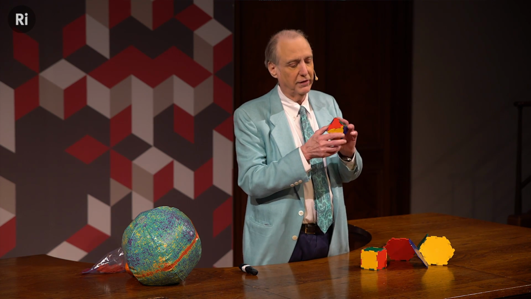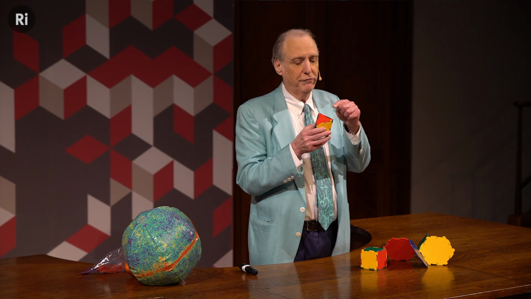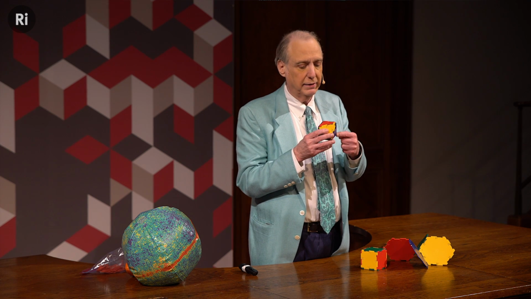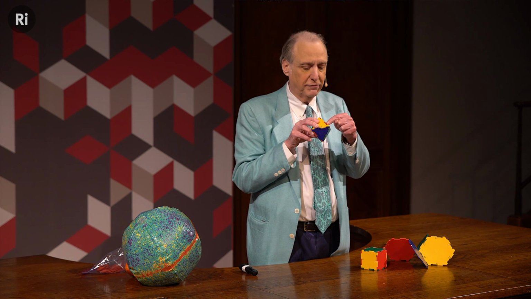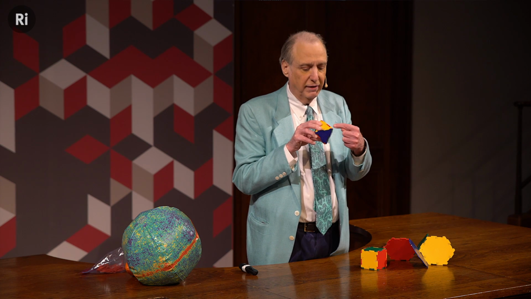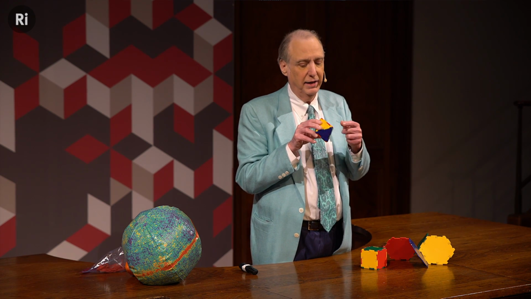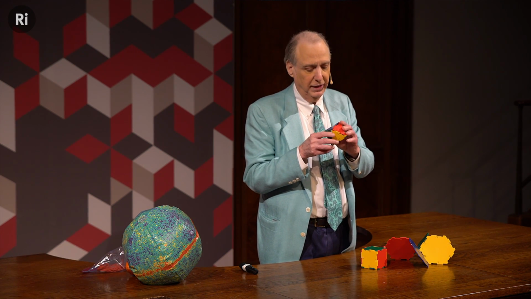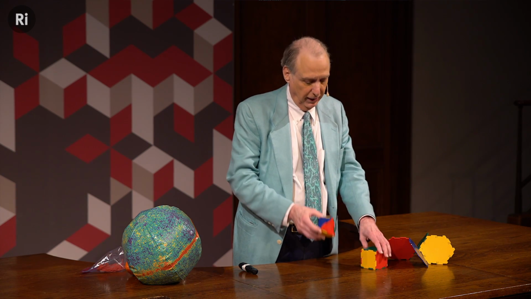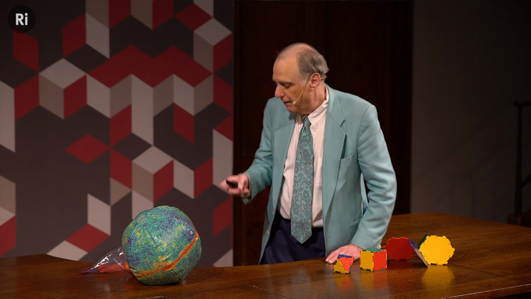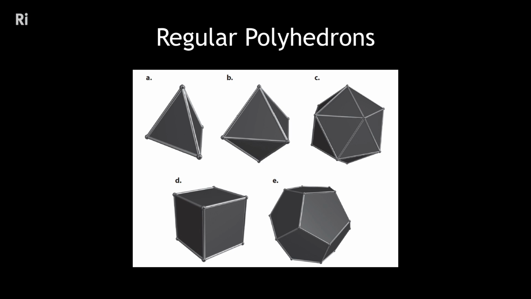Here's another one. This is an octahedron. It has 4 triangles around a point. So that's 4 times 60 degrees. That's also less than 360 degrees. So this is a property that all of these have, and this is the only way you can do it. 3 triangles around a point, 4, 5 triangles around a point, and 3 pentagons around the point. Those are the only possibilities.